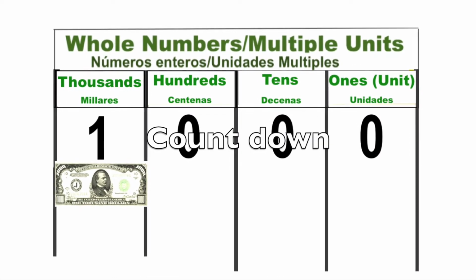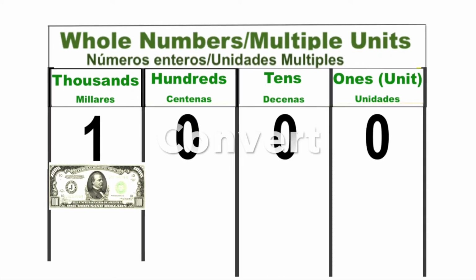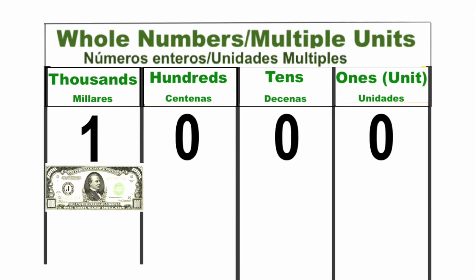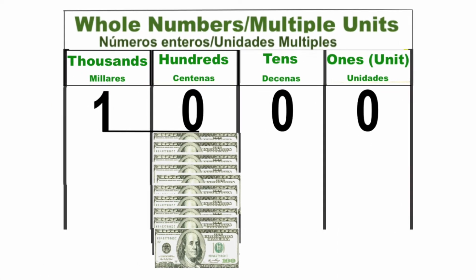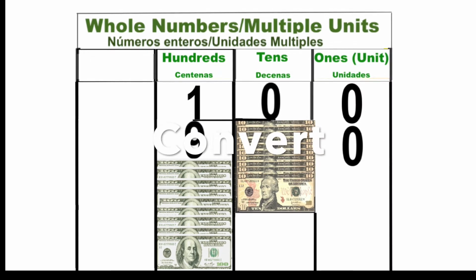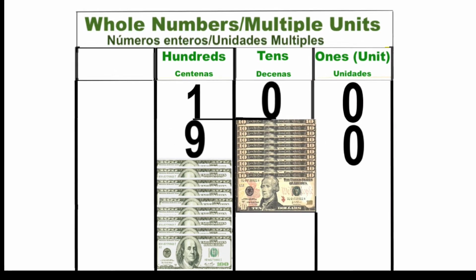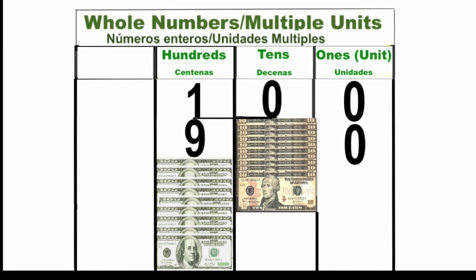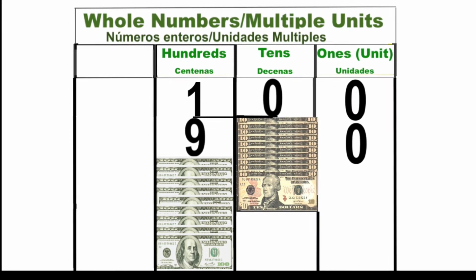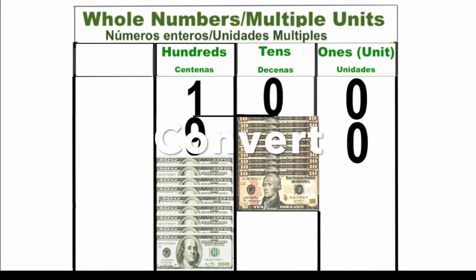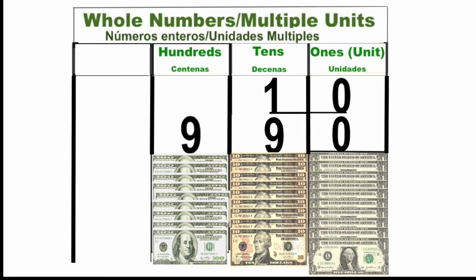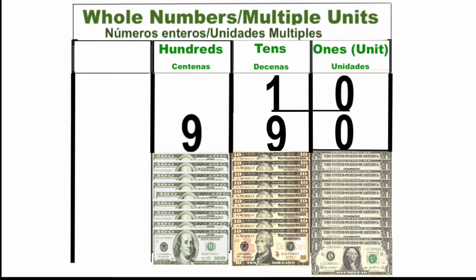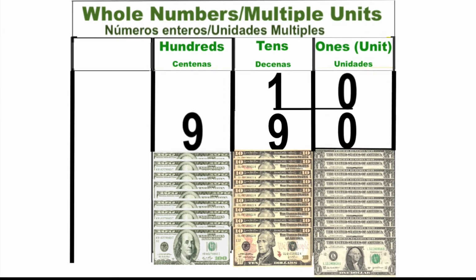Countdowns. Let's begin with 1,000. But first we need to convert the 1,000 to 10 hundreds, 0 tens, 0 ones. Convert one of the hundreds to 10 tens for a total of 9 hundreds, 10 tens, 0 ones. Convert 1 ten to 10 ones for a total of 9 hundreds, 9 tens, 10 ones.